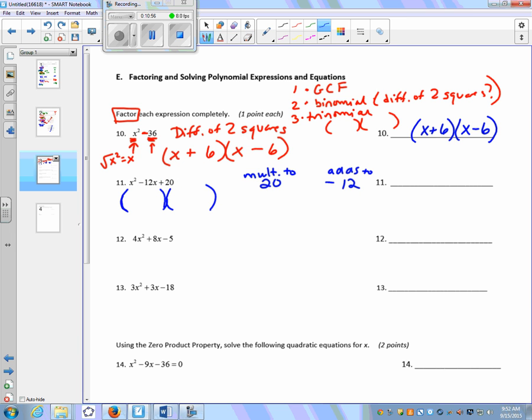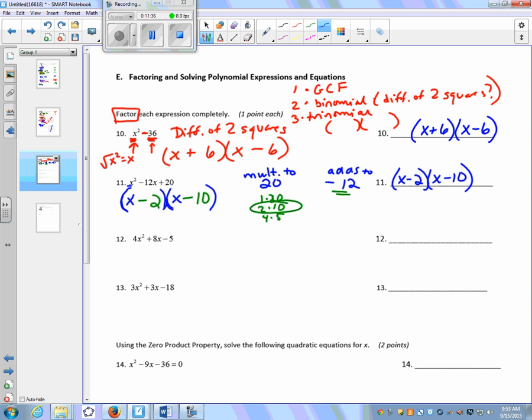So for this one, we've got x and x to get the first term. What multiplies to be 20? Well, we've got 1 times 20. We've got 2 times 10. We've got 4 times 5, and those are our only choices. To add to be negative 12, the only possibility would be 2 and 10. So we're going to put 2 and 10. We want it to be a negative 12, so we need a negative 2 plus a negative 10. So our final answer here is x minus 2, x minus 10.